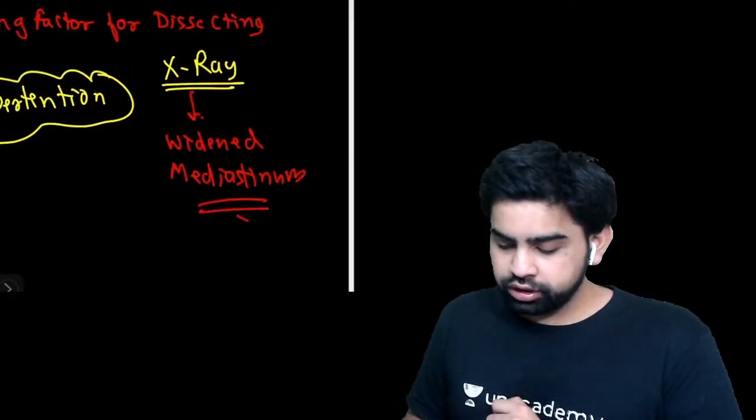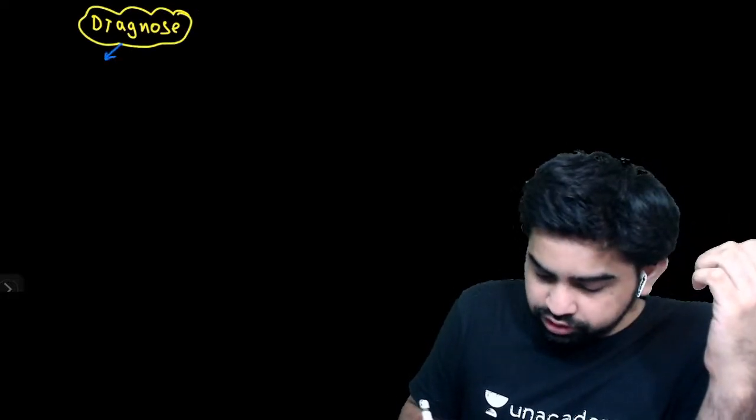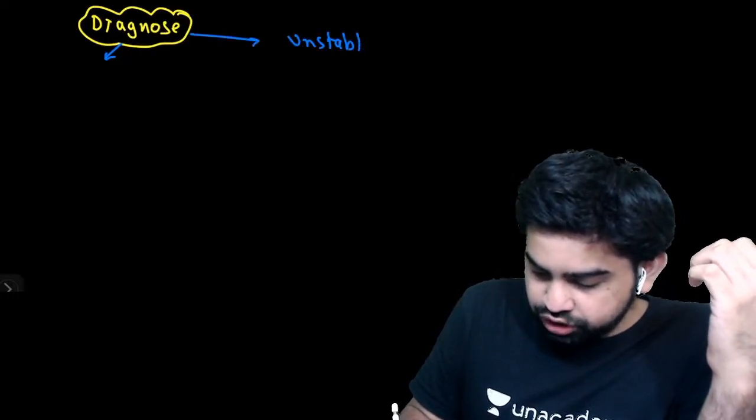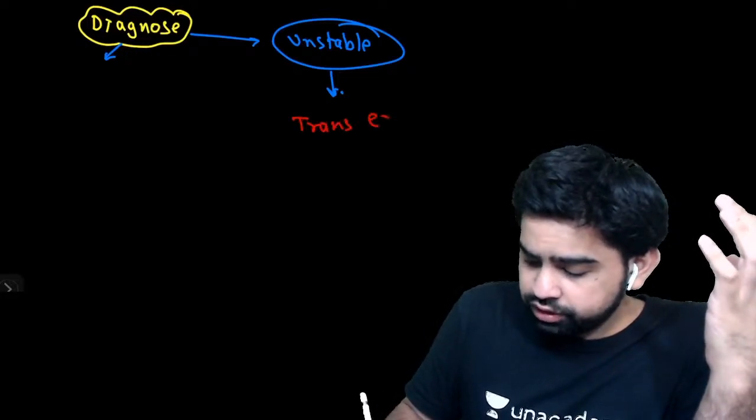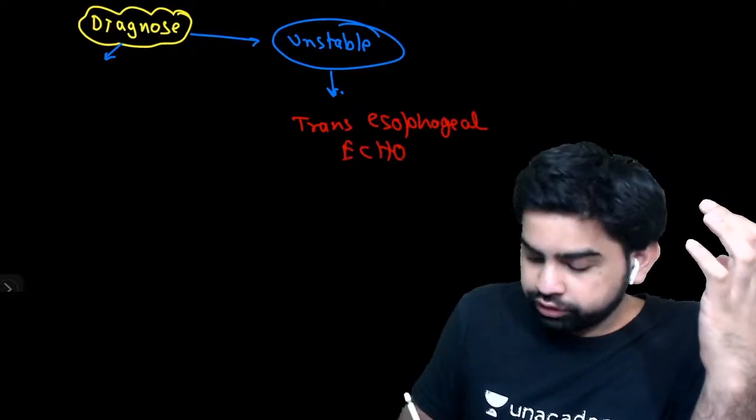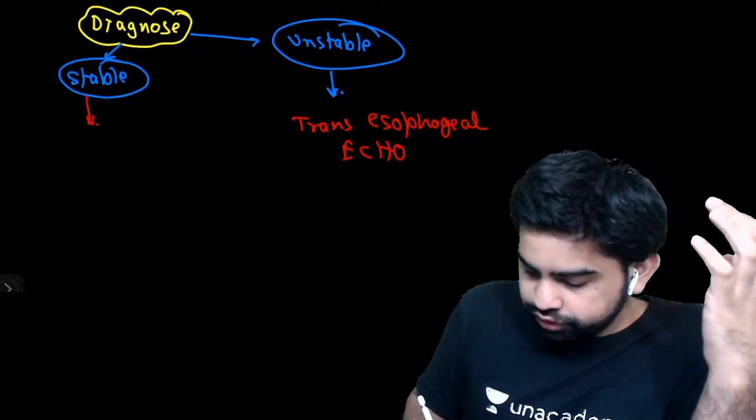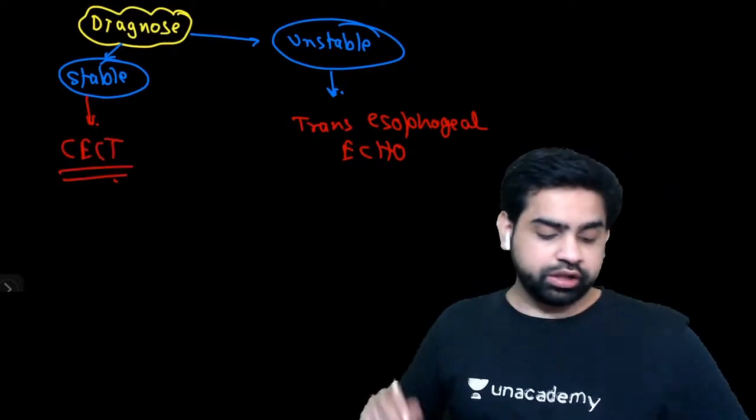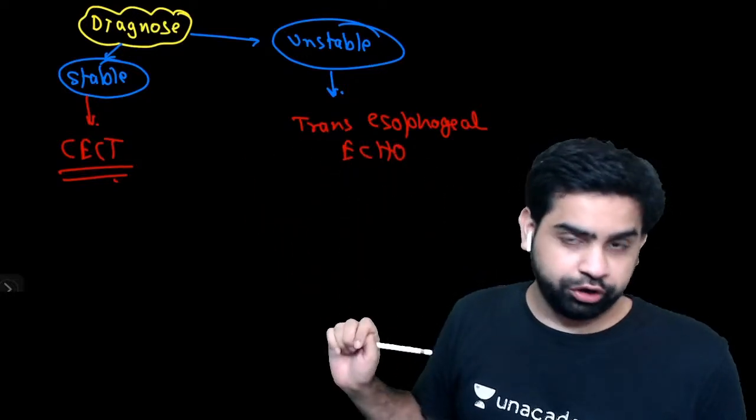Okay. So how will you diagnose this? Because the teacher is asking us, if I ask you how will you diagnose this particular patient? The diagnosis basically depends on whether the patient is stable or unstable. If the patient is unstable, then you will have to go in for a transesophageal echocardiography. But if the patient is stable, then we can go in for a CECT. Please understand. Investigation of choice in the stable individual is CECT. If the patient is unstable, you will have to go in for a transesophageal echocardiography. Do you get this point?